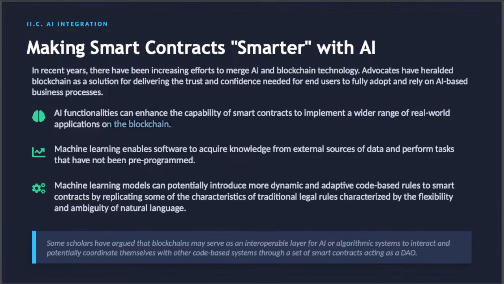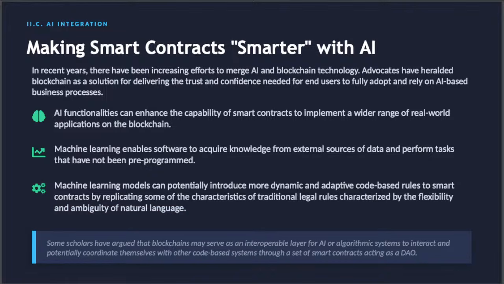The machine learning, of course, enables the software to acquire knowledge from external sources of data and perform the tasks that have not been pre-programmed. So this is where we're talking about hyper-autonomous. The machine learning models can potentially introduce more dynamic and adaptive code-based rules to smart contracts by replicating some of the characteristics of traditional legal rules, characterized by the flexibility and ambiguity of natural language.